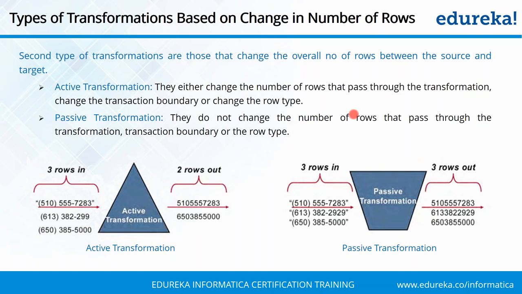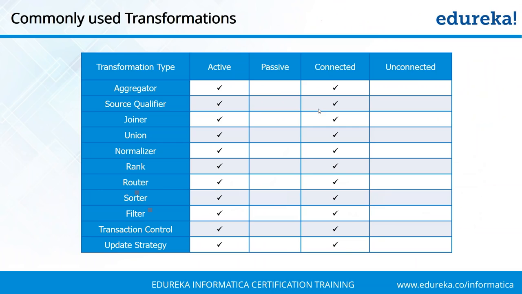So moving ahead, let us look at some of the commonly used transformations in Informatica. So here we have a list of 11 transformations that are active and connected transformations. Don't worry, we'll be looking at some of the passive transformations as well. So we'll start off by first looking at the aggregator transformation.